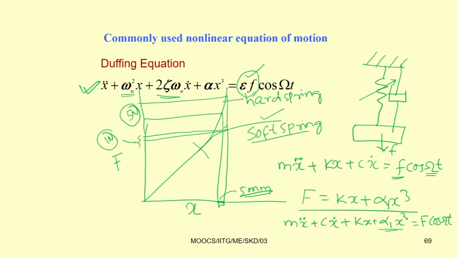Sometimes you may be using a quadratic nonlinear spring also. In that case you can add the term beta x square to this equation.